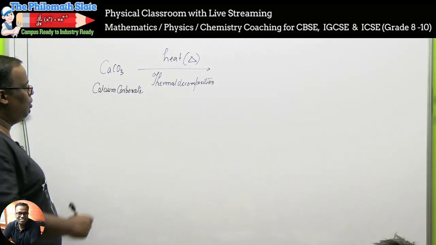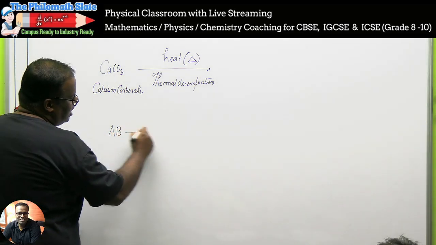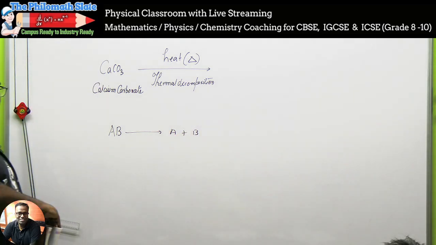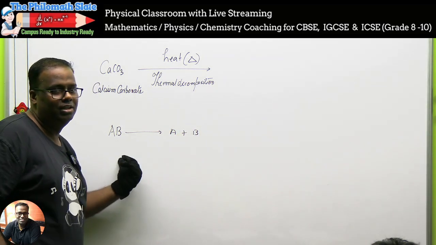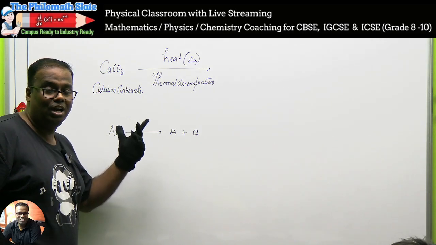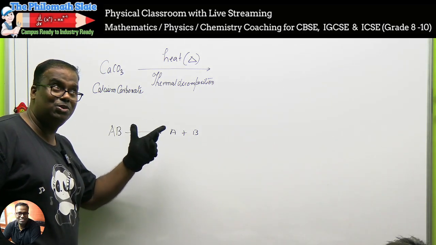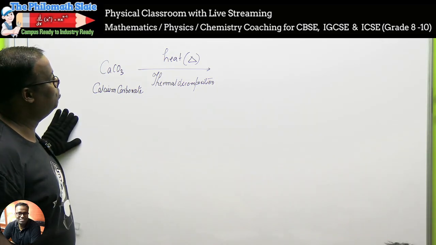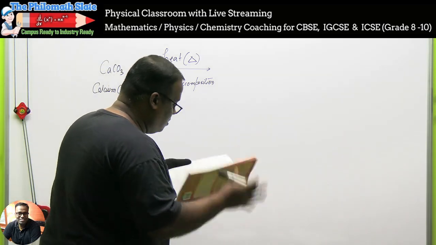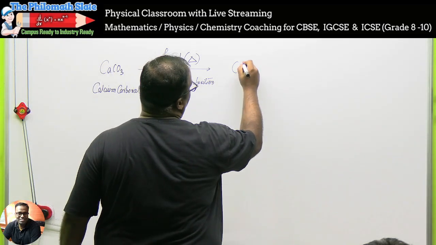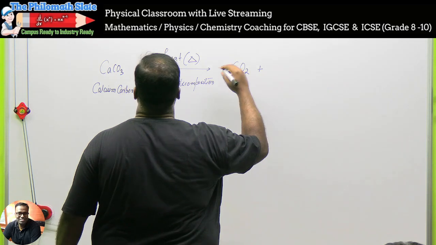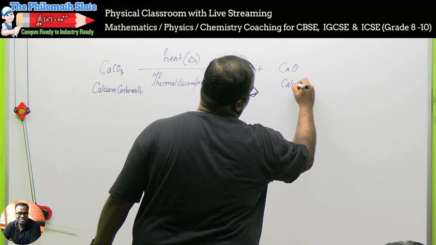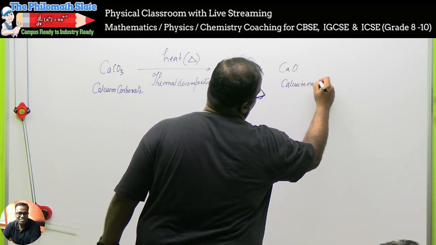In decomposition, always remember the type of reaction will be like this: AB will give you A plus B. This is a decomposition reaction, and an addition reaction is its opposite. The reaction that you saw, A plus B, carbon plus oxygen gives carbon dioxide, is called an addition reaction or a combination reaction, right? So what will calcium carbonate give us? If we heat it, it will give CO2 plus CaO.